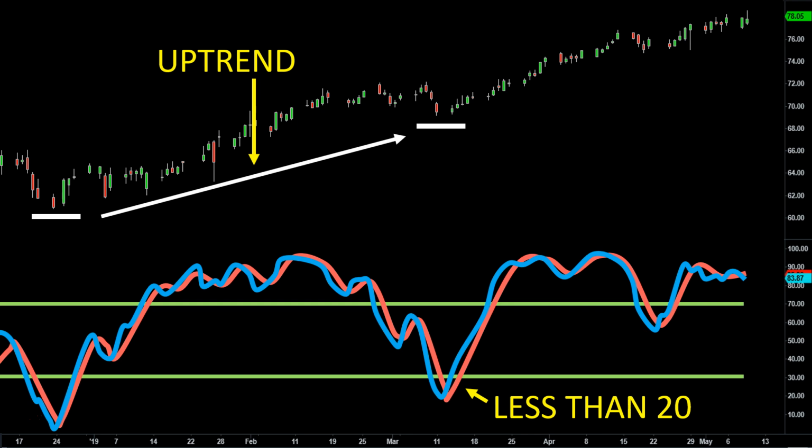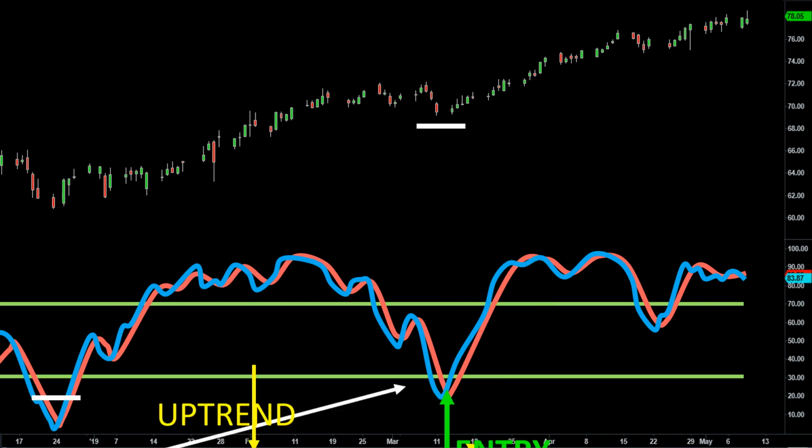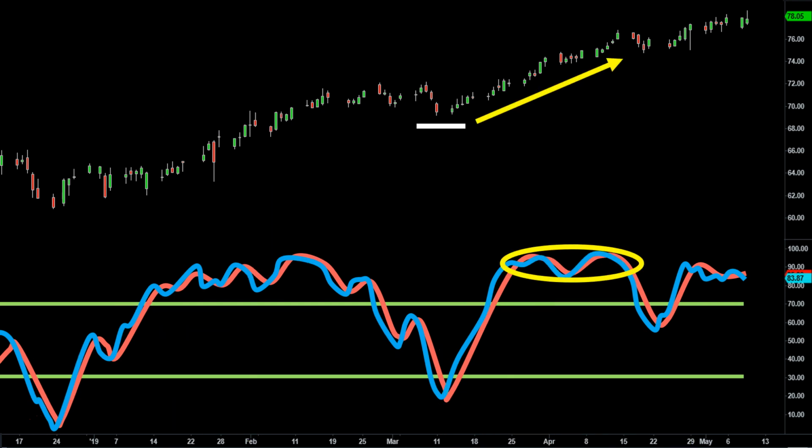So what we would do here is we would find our entry, and next we would expect the price to move up. And we would exit only when the stochastic arrived back at a level that was above 80. We would expect the move to continue until the stochastic got to a level that is overbought.